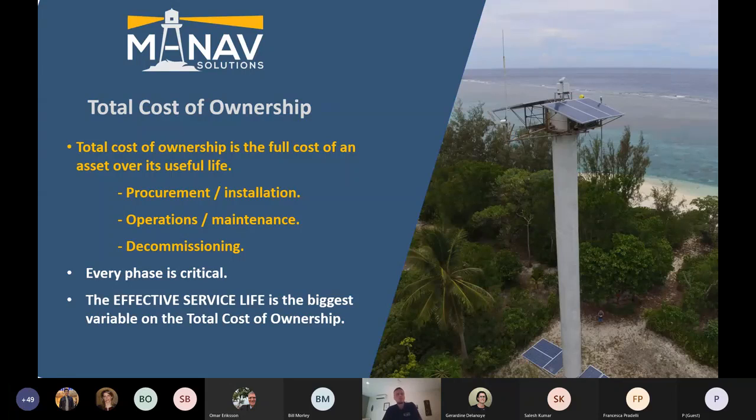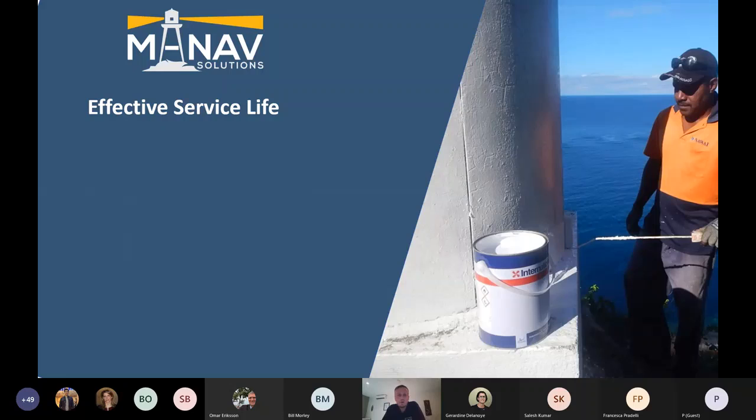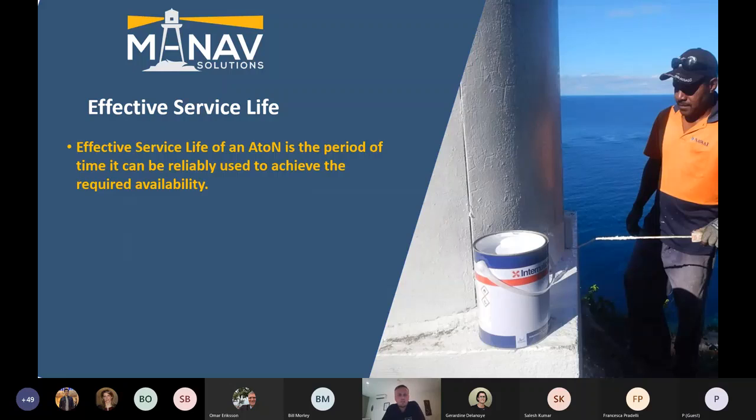Probably the biggest variable on the total cost of ownership is the effective service life of the AtoN. This is certainly something we've focused on. The effective service life of an AtoN is basically the period of time that it can be reliably used to achieve the required availability. So it's the time that an AtoN can operate to the service level that you need, depending on its category, and to meet its required availability.